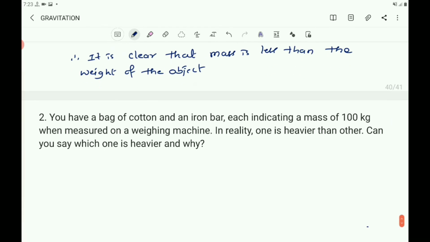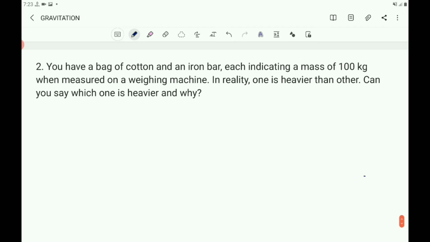Now let us take the next question. You have a bag of cotton and an iron bar, each indicating a mass of 100 kg when measured on a weighing machine. In reality, one is heavier than the other. Can you say which one is heavier and why? Both of them have the same weight, but the density of the iron bar is more than the density of the cotton, and it is difficult to handle the iron bar.